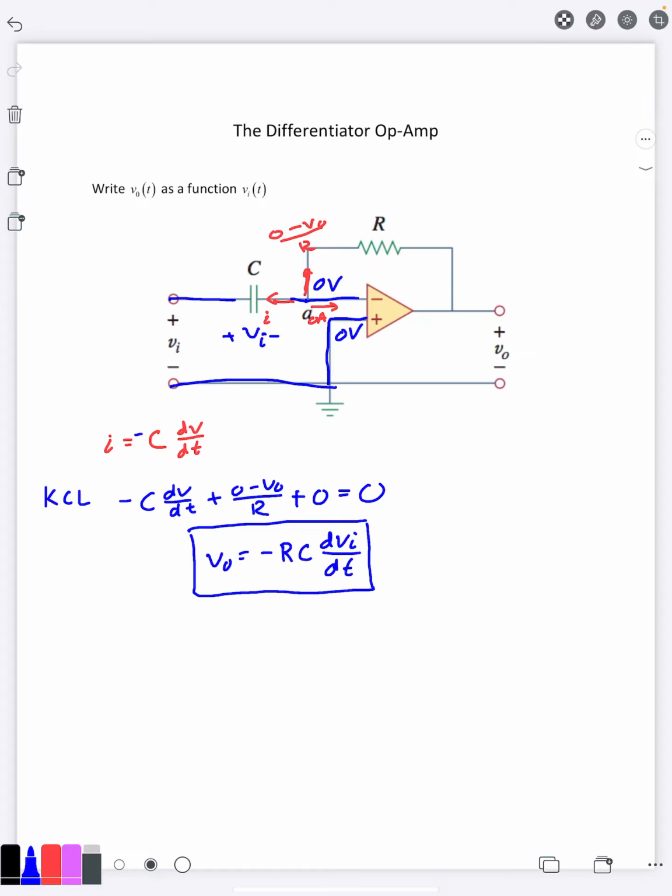So this electric circuit here will calculate the derivative of whatever input voltage you give it. And that's why this is called the differentiator op-amp.